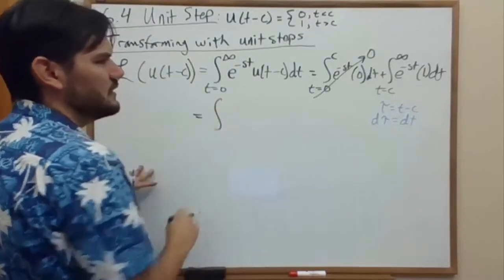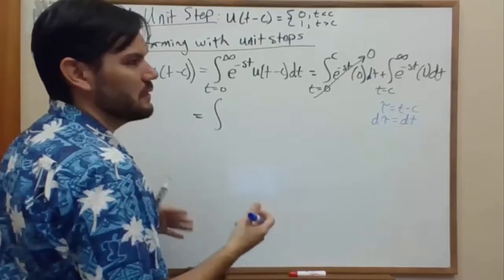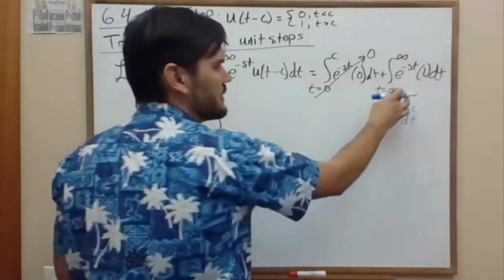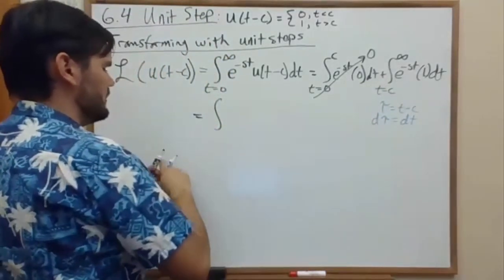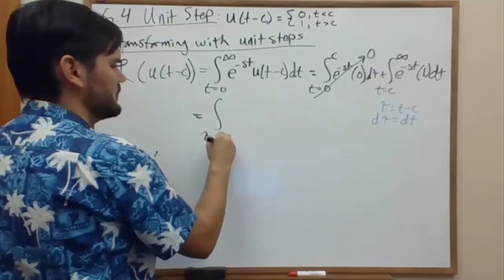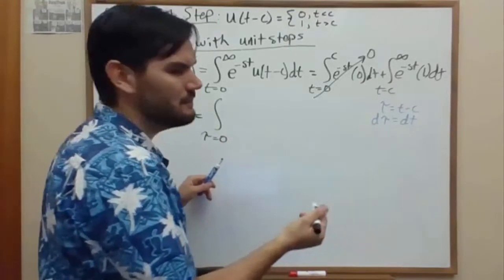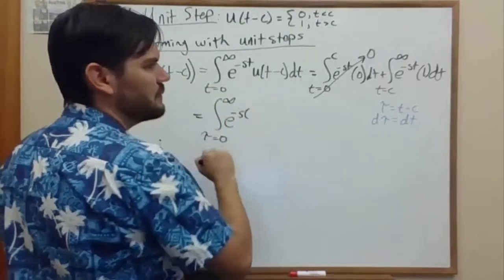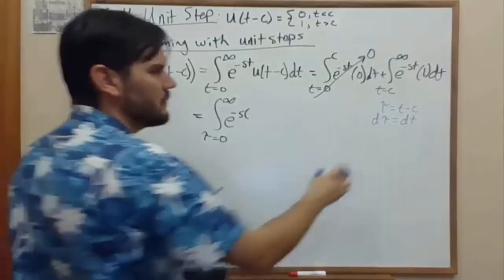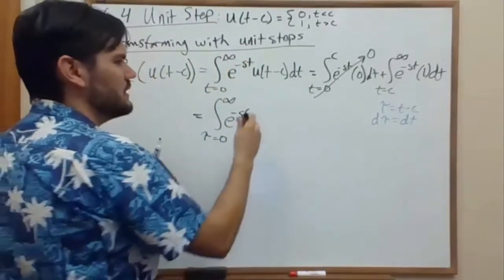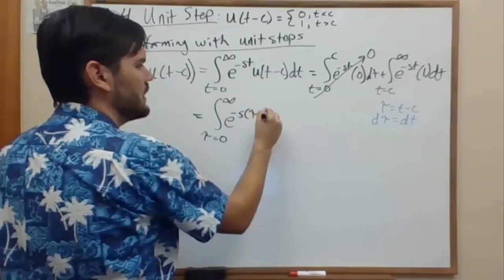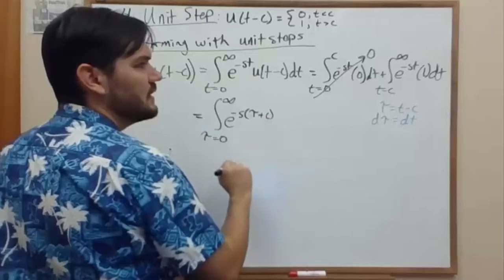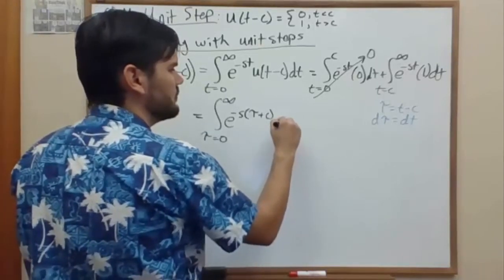So it gives me an integral with new limits. Since I'm integrating from tau equals t minus c, I simply subtract c from the limits. So tau goes from 0 up to infinity minus c. That's still infinity. And then we have e to the negative s times, well, what does t equal to? Well, tau is equal to t minus c, so t is equal to tau plus c. There we go. And then d tau.